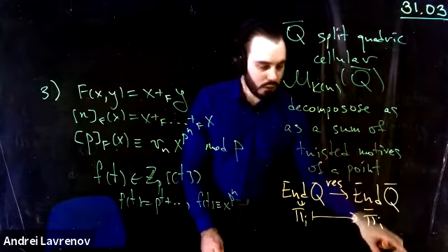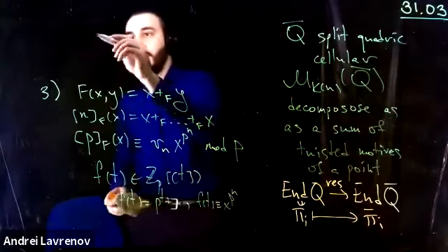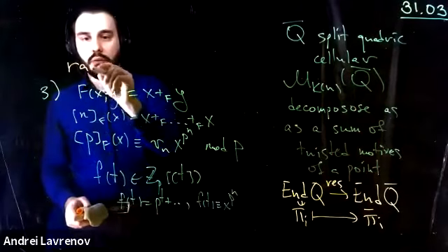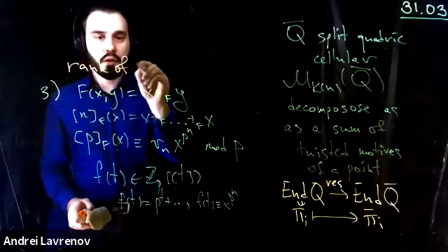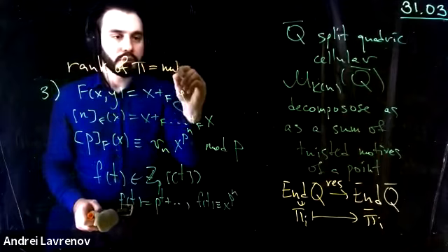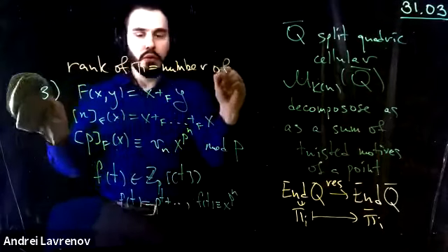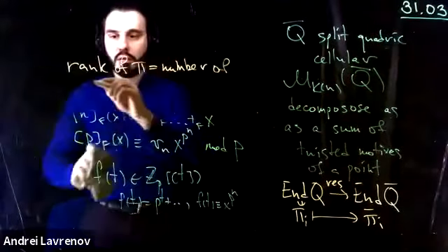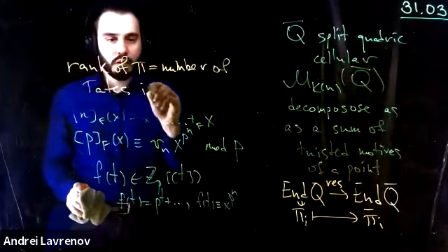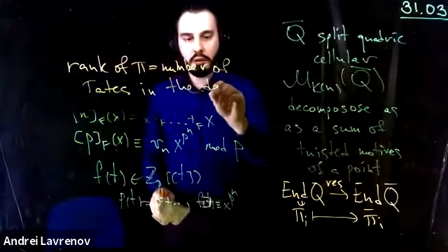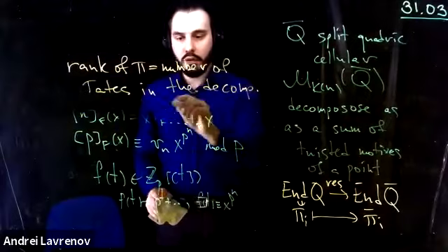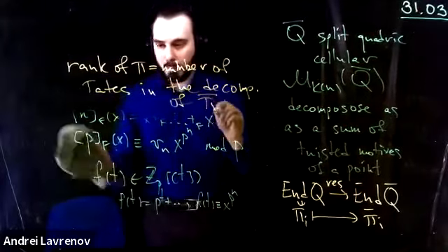So the rank of pi is a number of Tates in the decomposition of pi.